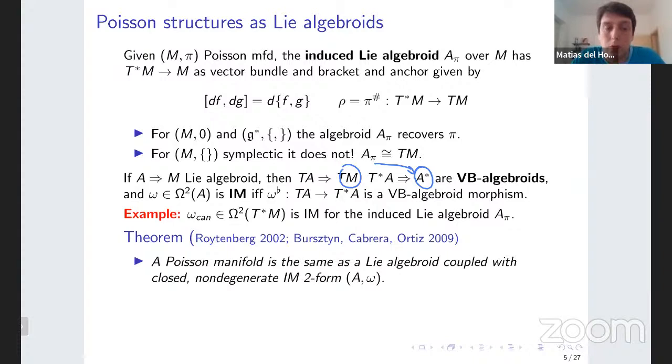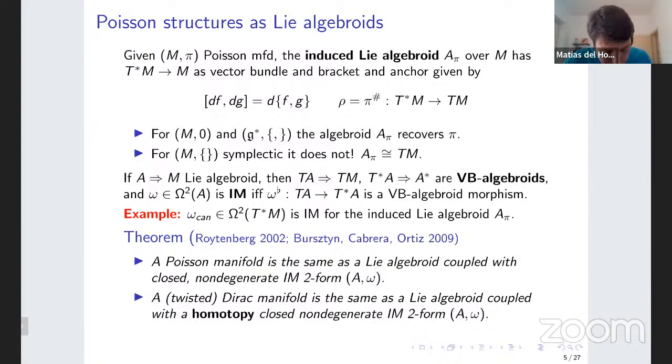So Poisson manifolds are the same as Lie algebroids coupled with a compatible symplectic structure, which is, if you want, the obvious reason for which symplectic groupoids integrate Poisson structures. This helps to connect these things. But there is a homotopy version of this that is the following. A twisted Dirac manifold is the same as a Lie algebroid coupled with a homotopy closed non-degenerate IM two form. So if you start with a Lie algebroid, look at the compatible two form, and I demand it to be closed and non-degenerate, but I can demand weaker versions of closedness and non-degeneracy, then I will get the definition of twisted Dirac manifold, okay?